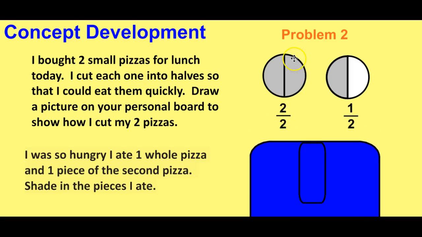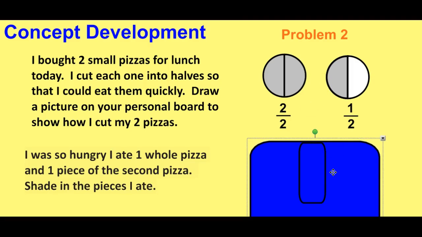So I know that out of this pizza I ate 2 halves, so that's going to give me 2 over 2 because I ate all of it. And out of this pizza I only ate 1 half. So once again we're going to have to take both of these fractions and put them together to make a fraction that's bigger than 1.